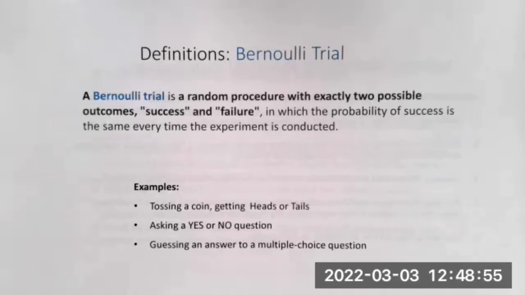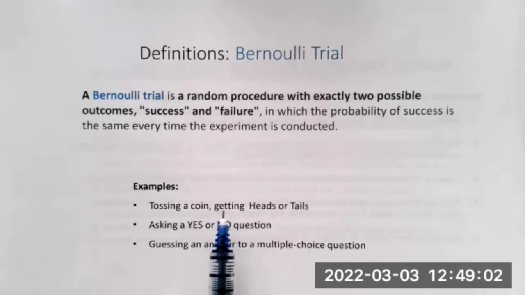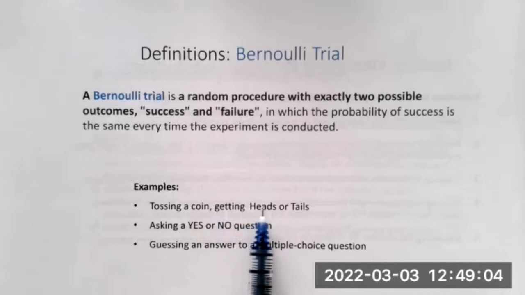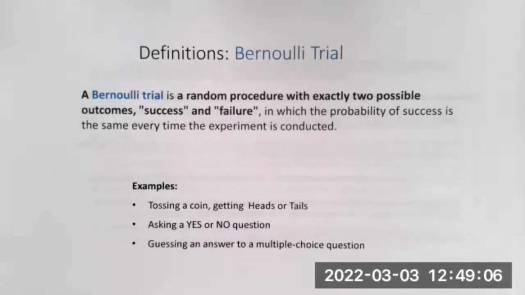Some examples of Bernoulli trials: tossing a coin once. We have two possible outcomes, either heads or tails. And depending on how we define our event, it's going to be success or failure. If we bet on heads, then heads is success, tails is a failure.